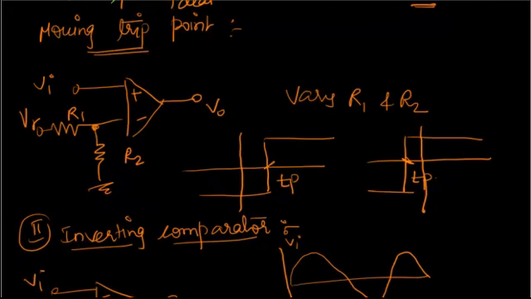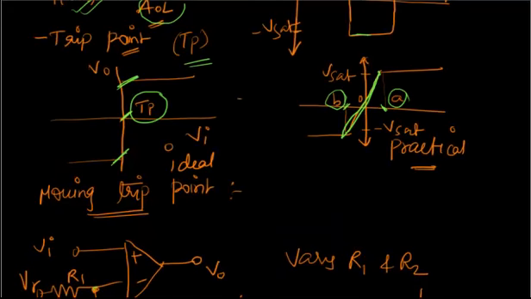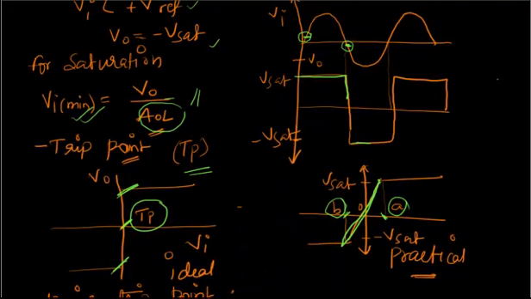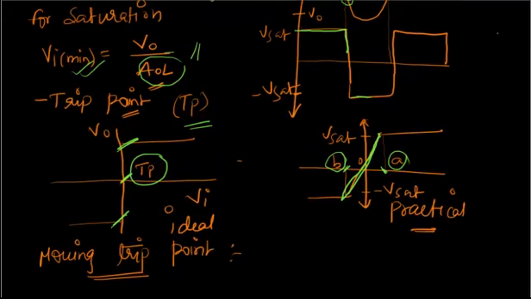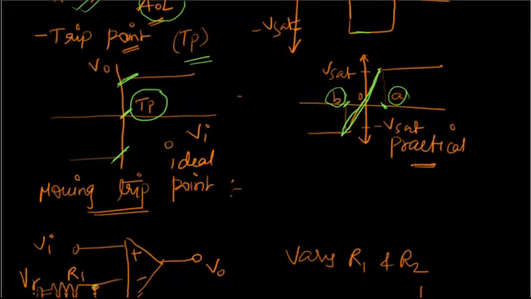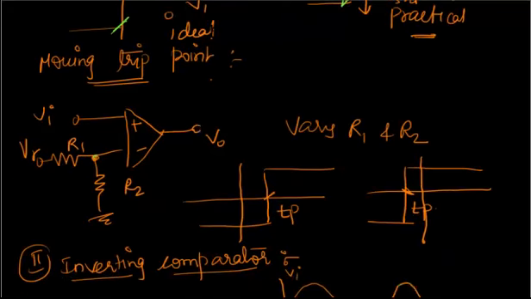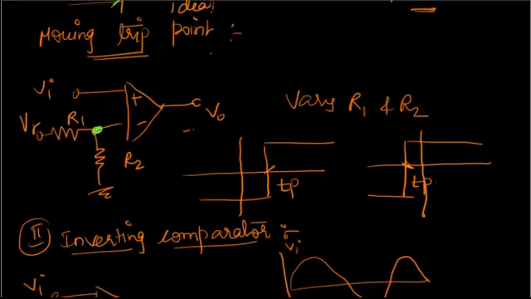Next, this trip point need not always be 0. We can always move the trip point by changing the reference. In the above circuit, we assumed that the reference point is 0, so we got the trip point as 0. But in a practical circuit, the reference point need not be 0. Now I am keeping some reference point here other than 0. Because I am moving the trip point towards the positive side, this will be the trip point. Similarly, if I keep a negative reference voltage, say minus Vr, then I can move the trip point to the negative side.